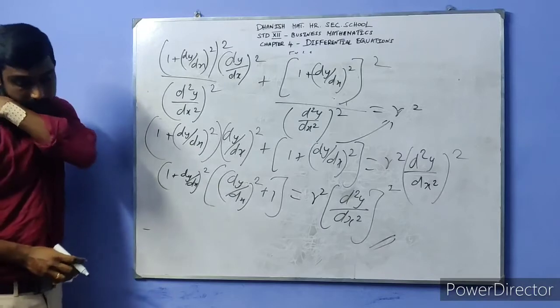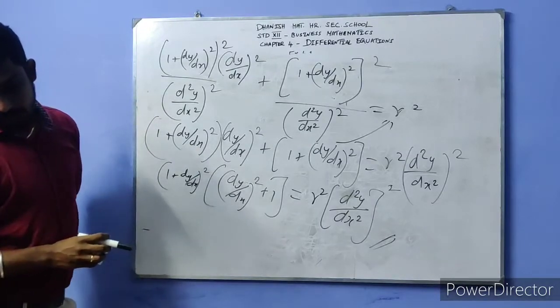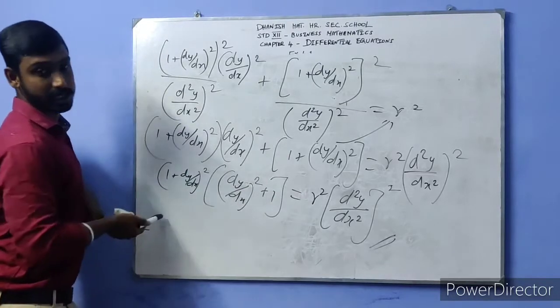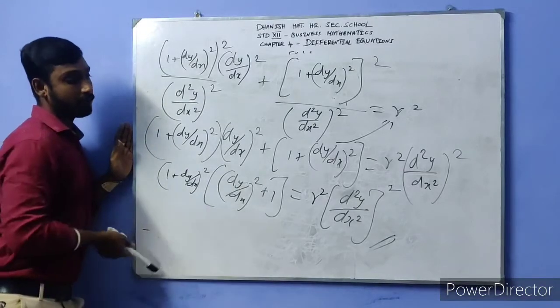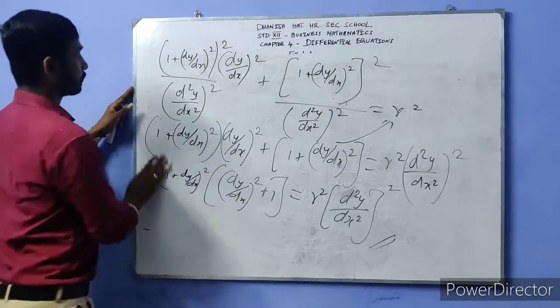Let me see what the requirement is: the differential equation by eliminating alpha and beta. Here we have eliminated alpha and beta from the equation. Here we have only the differentiation terms; there are no alpha beta terms. We are eliminating the alpha beta terms. Let me see the fourth sum.